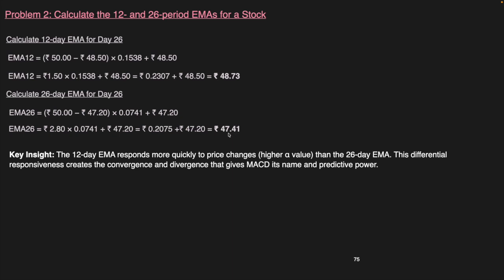So what do we understand? EMA 12, 48.73, is greater than EMA 26, 47.41. What does it mean? Whenever the 12-period EMA is greater than the 26-period EMA, the market or index or stock is generally trending in the positive direction.